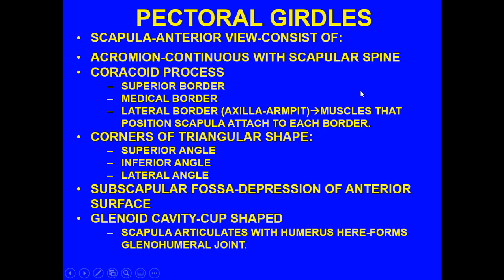Now, the scapula, you're going to have to take note of a variety of angles and shapes and fossas and cavities. When we look at the anterior view, this consists of the acromion, which is continuous with the scapular spine. The coracoid process, the superior, and the medial and lateral borders. The lateral border you can kind of locate in part because it's the area where the axilla, the armpit, is. And the muscles that position the scapula attach to each border.